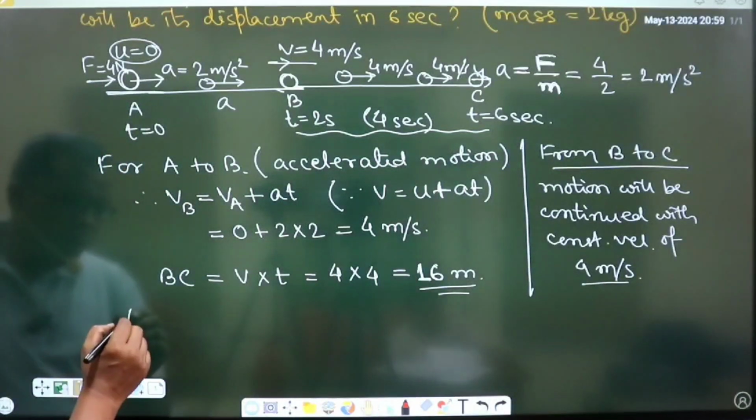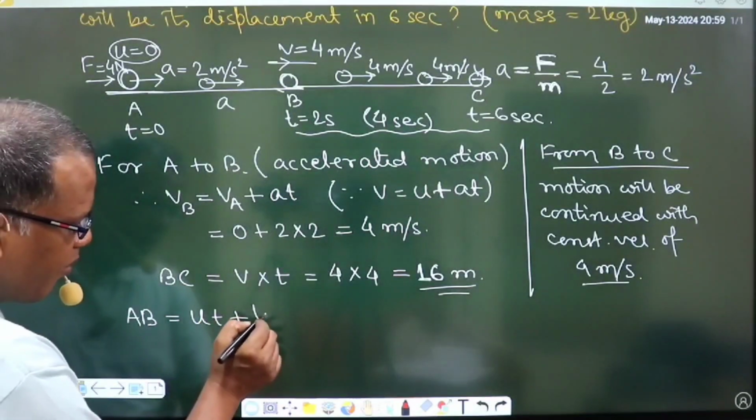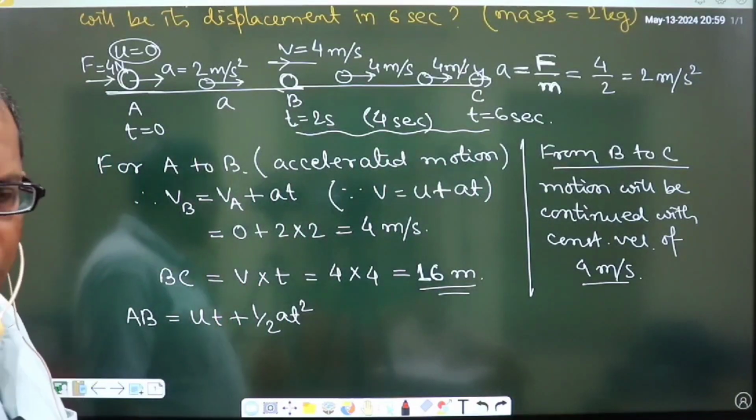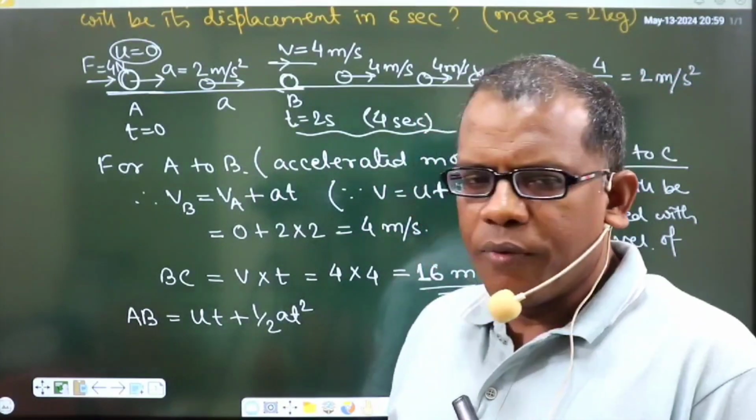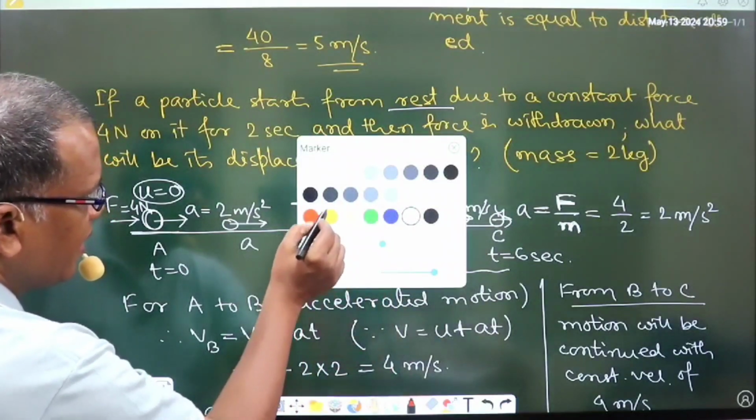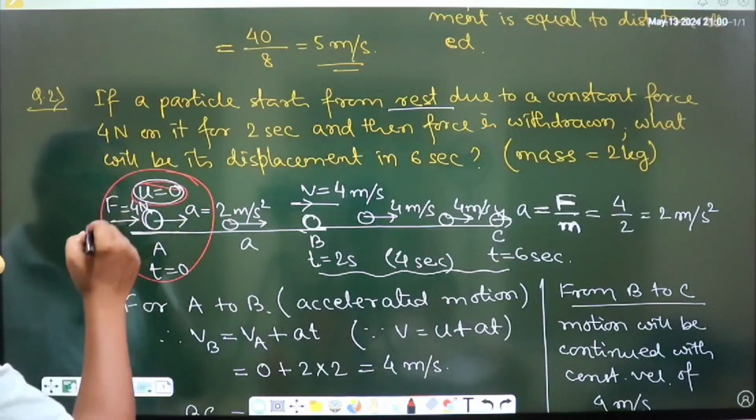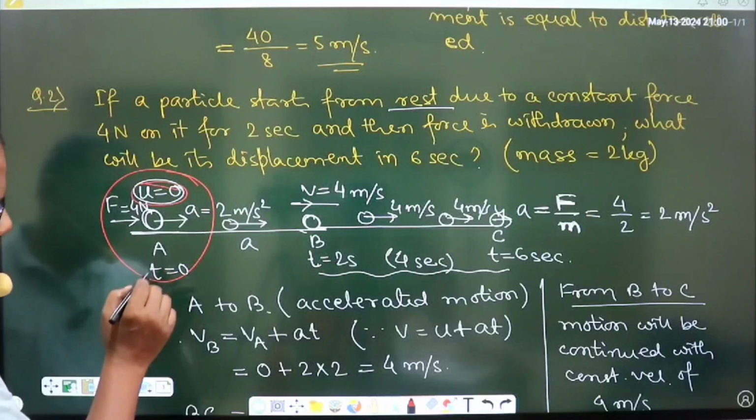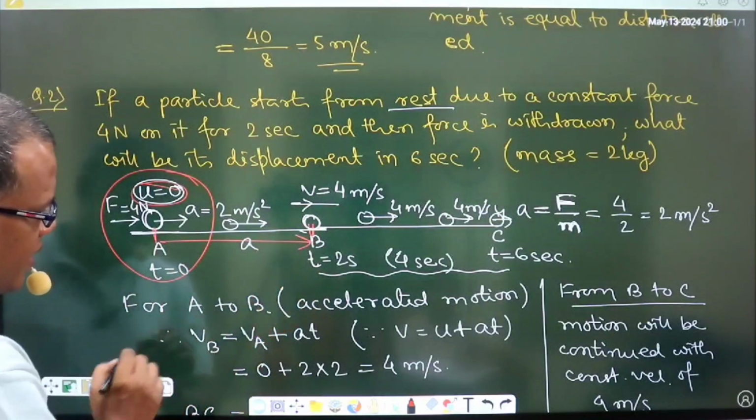And AB you can calculate as UT plus half AT square. Can you tell me, for calculating the A to B distance traveled, what will be the value of u? You need to substitute here. I have mentioned it in the diagram also with all these details. The particle is starting from rest, means it is starting with zero velocity, and I am calculating A to B, this displacement from this point to this point.